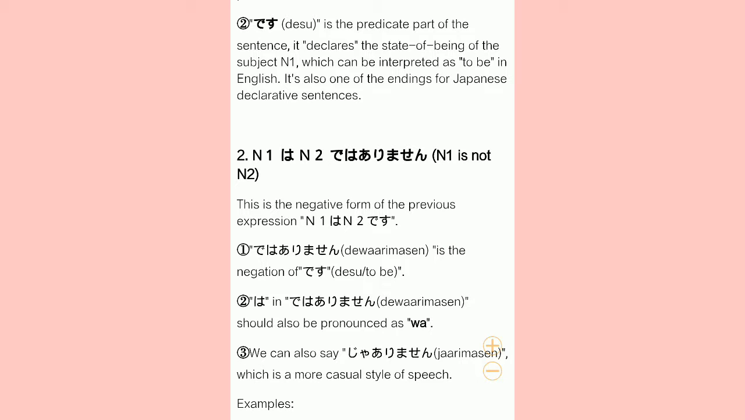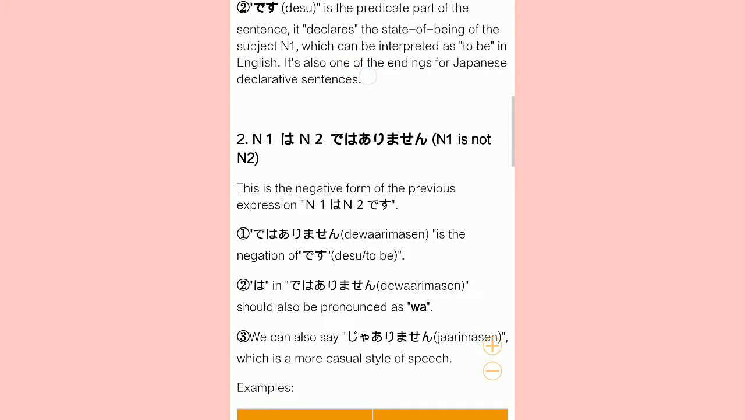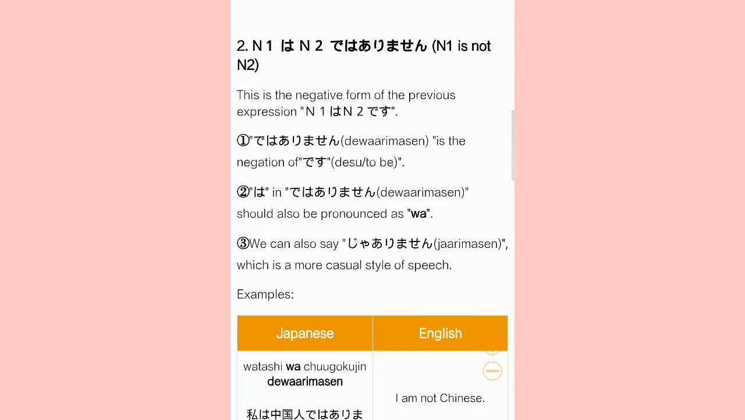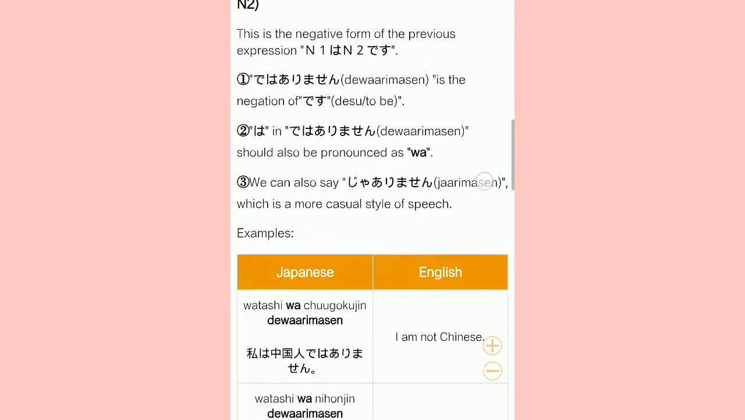And then desu. Desu is part of the sentence that declares the state of being of the subject noun. It can be interpreted as "to be." It's like a grammar thing added to the end of a Japanese declarative sentence.